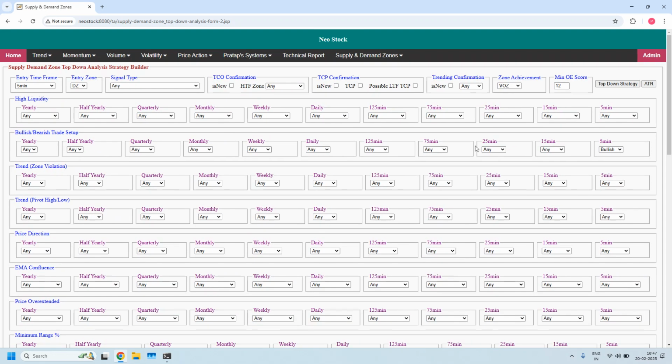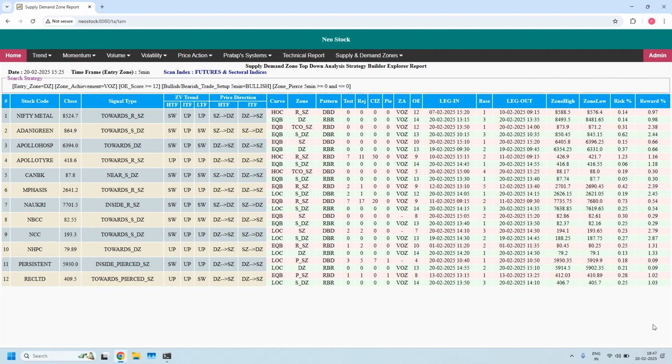And in the pierced count, at 5 minutes time frame, the minimum value 0, maximum value 0. And all the 3 filters are applied to 5 minutes demand zone. And we got 12 stocks. All these 12 stocks are supporting bullish trade setup for hourly income trade, and entry time frame zones are 5 minutes demand zones. Out of these 12 5 minutes demand zones, let us further filter based on the zone confluence.